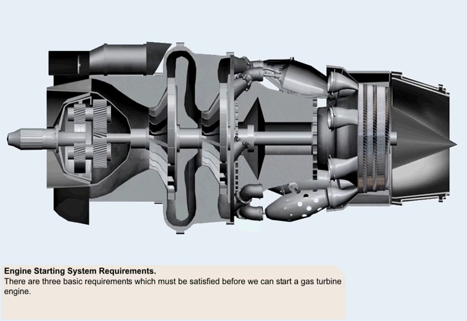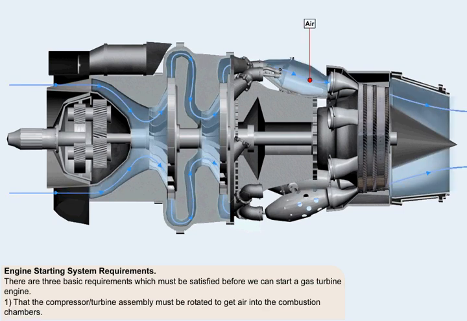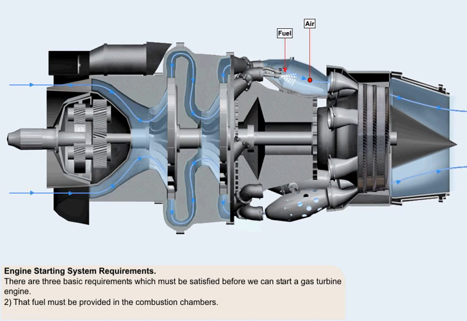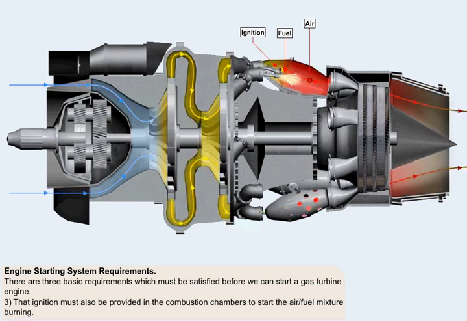There are three basic requirements which must be satisfied before we can start a gas turbine engine. They are that the compressor turbine assembly must be rotated to get air into the combustion chambers, that fuel must be provided in the combustion chambers, that ignition must also be provided in the combustion chambers to start the air-fuel mixture burning.